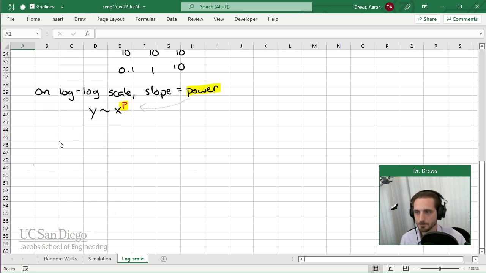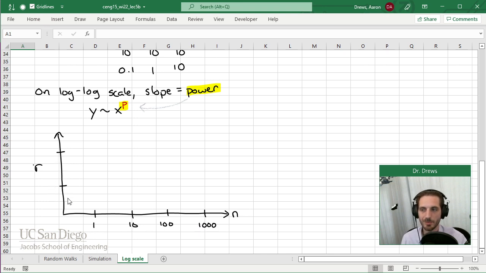So, for example, in the plot that you're going to generate, what you want to do is set the number of steps taken over here versus the displacement r over here. As long as these are on a log-log scale, let's say maybe 1, and then this is 10, and 100, and 1,000. As long as this distance here on your plot looks the same as that distance there, then you can read off the slope and verify that it behaves a particular way.